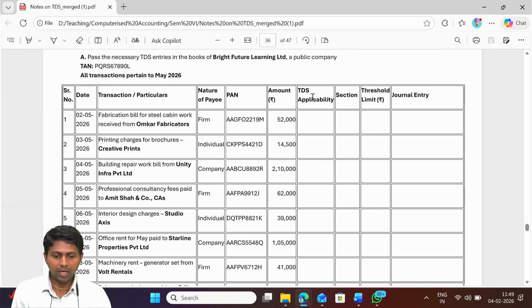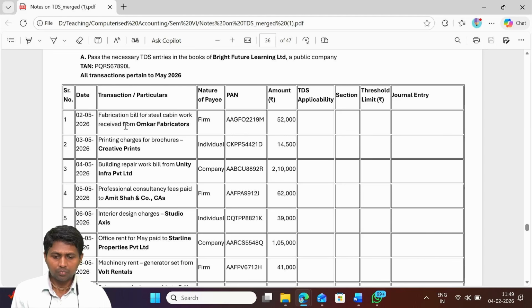Now you have been asked to find out whether TDS is applicable or not. Now how to do this, how to solve this? First read the transaction. Fabrication bill for steel cabin work received from Omkar Fabricators. You have received a fabrication bill. Generally we give a fabrication contract. By reading the transaction, ask yourself whether this is a contract, or professional work, or technical work, or rent.